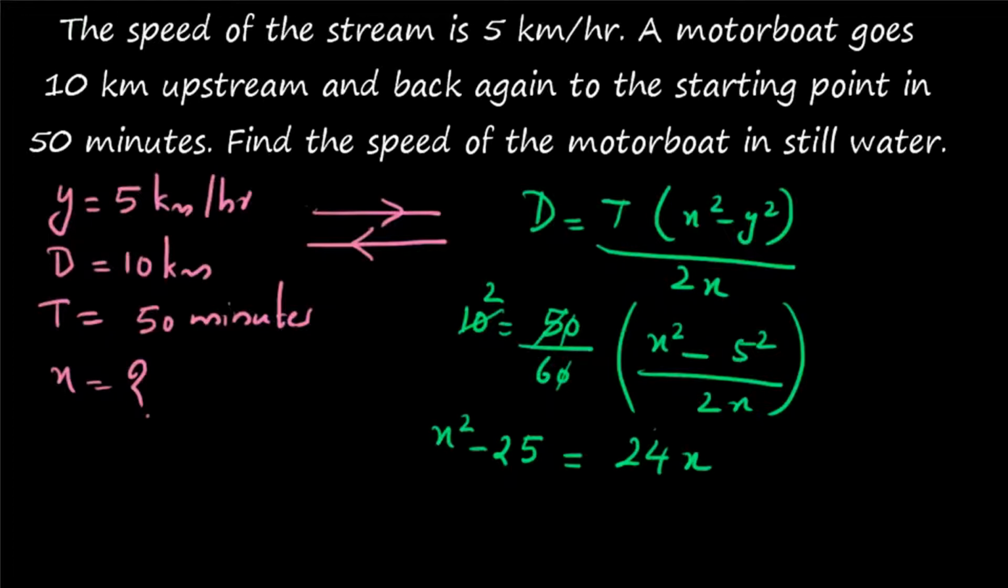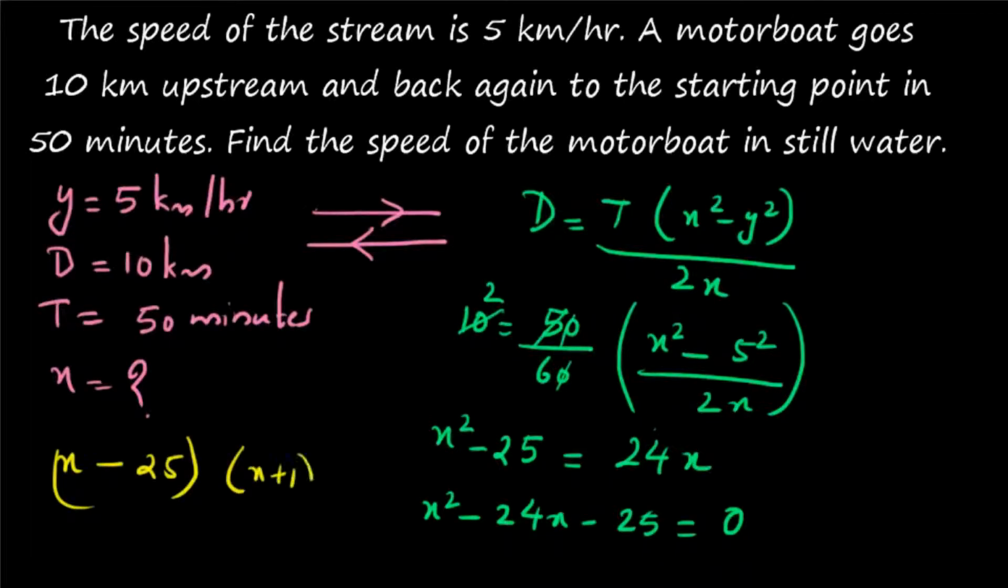So x square minus 25 is equal to 24x, which gives you x square minus 24x minus 25 is equal to 0. Now you have to solve this quadratic equation. So what will you be getting? (x minus 25) into (x plus 1) is equal to 0. The sum should be minus 24 and the product should be minus 25. So one number should be negative and the second number should be positive, and the negative number should be greater than the positive number. So x minus 25 and plus 1. Minus 25 into 1, the product is minus 25 and the sum is minus 24. So (x minus 25) into (x plus 1), which gives you x is equal to 25 km per hour.